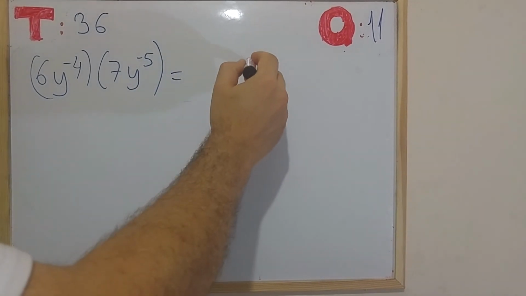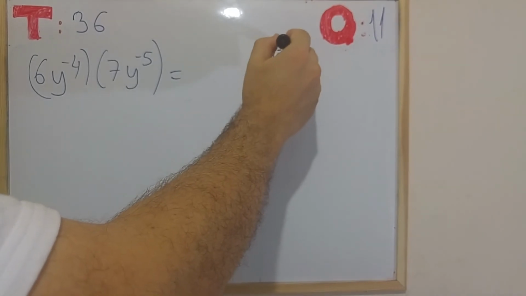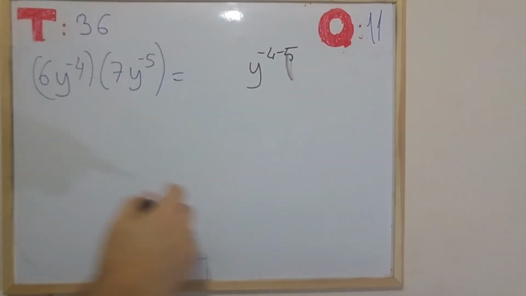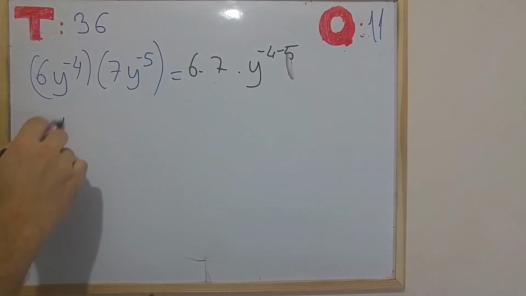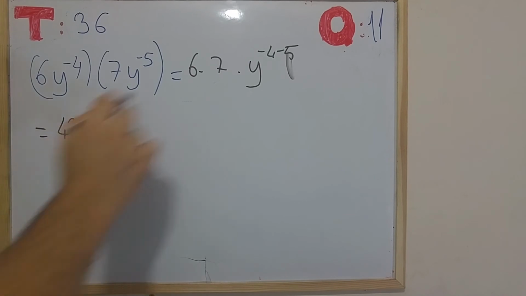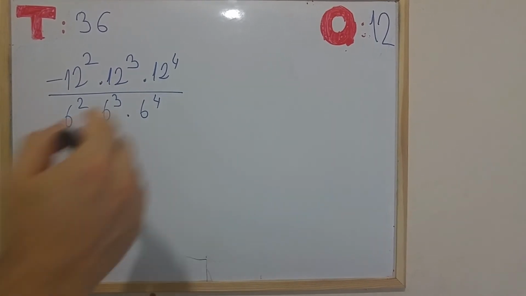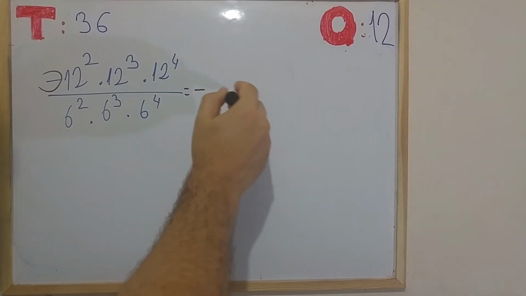Let's see the power of y first. We have minus 4, minus 5, so we just write minus 4, minus 5, multiplied by 6 and 7. So what we have is 42 times y to the minus 9. In this question, this minus will always be at the front, let's put it this way.